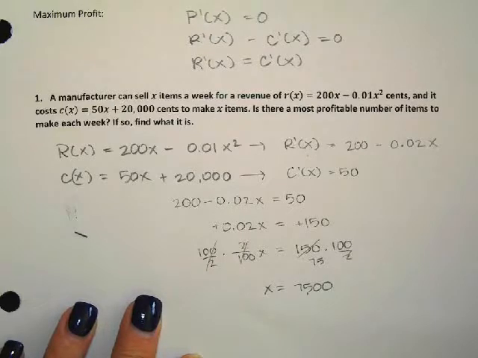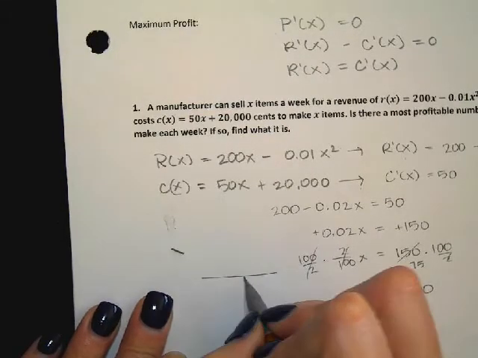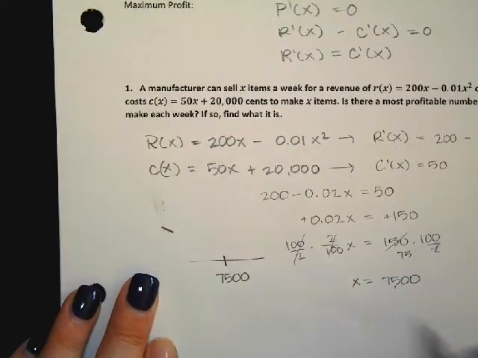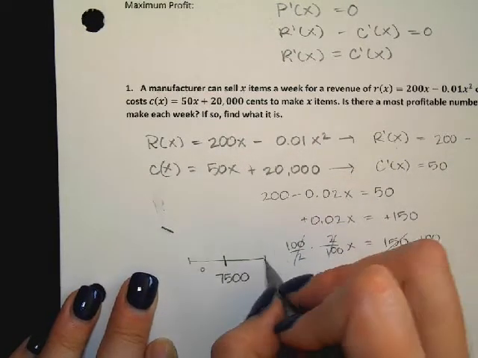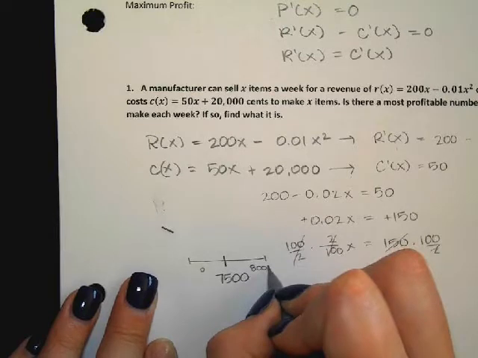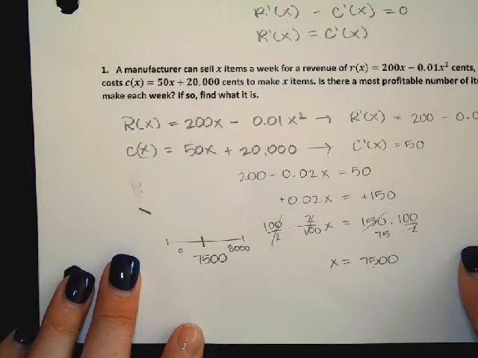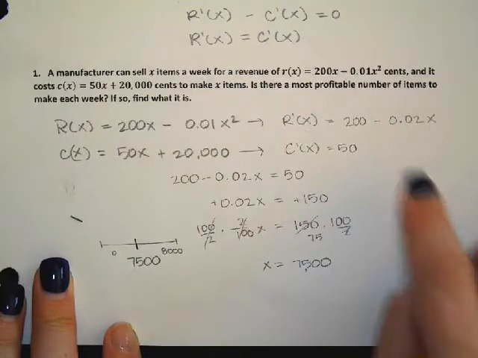Now, what do we need to do before we say for sure that's the right answer? Check it. We need to make sure it switches from positive to negative there, right? So we have 7,500. Now this is where we have to be careful. We're plugging numbers in, right? I could plug in 0 because that's easy, and then like 8,000. Where am I plugging those into? Which derivative equation? It has to be R prime x minus C prime x.